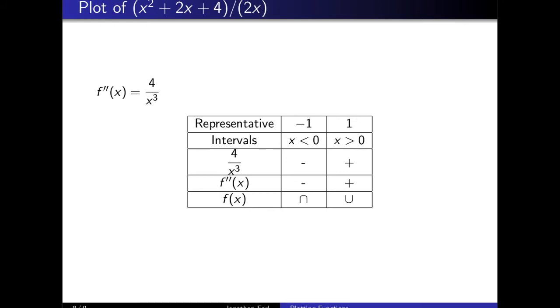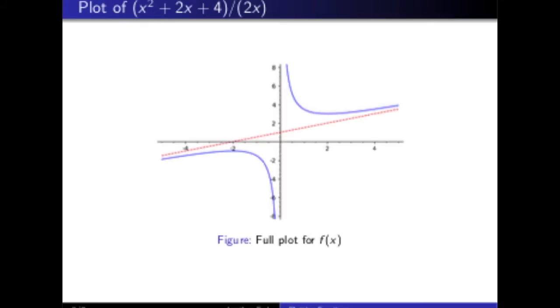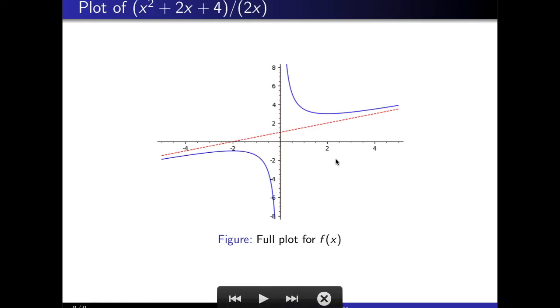When we look at our second derivative, we have 4 over x cubed. So what we see is that for the negative numbers, our second derivative will be negative, so concave down for the negatives, and then concave up for the positives. And then we can put everything together and we can get this plot.